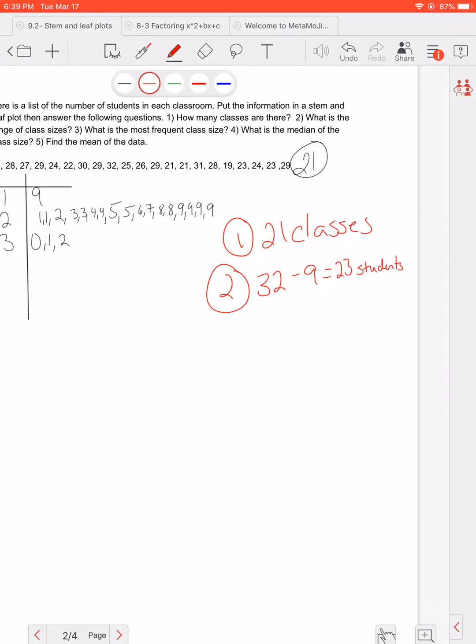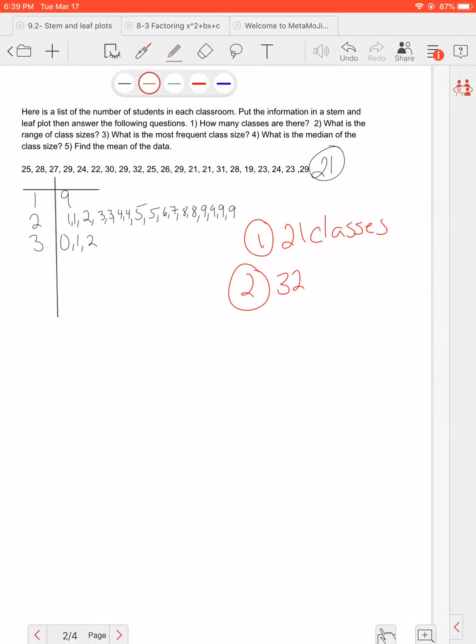I'm sorry, that's not a 9. That would be a 19. Sorry, guys. This is why we've got to be careful. We all make mistakes, including myself. So the smallest number is a 19, not 9. So we're going to do 32 minus 19, which is 13. So our range of students is 13 students. I apologize for that. Hopefully you caught that mistake before I did.